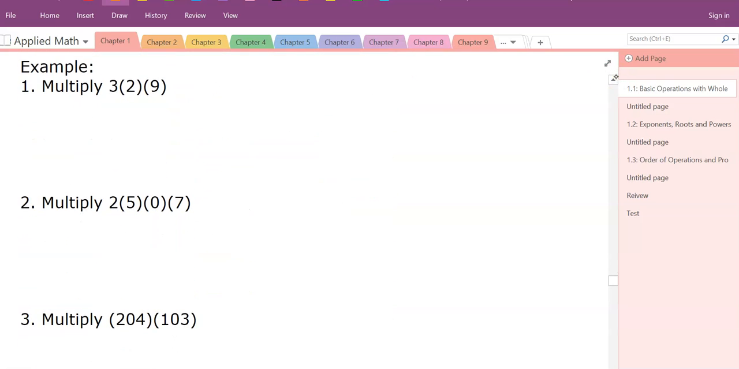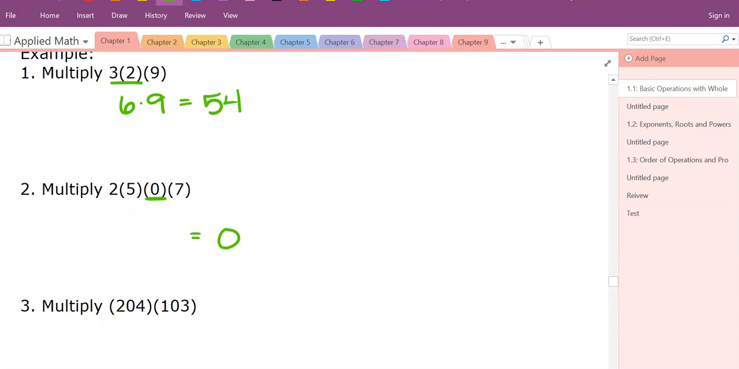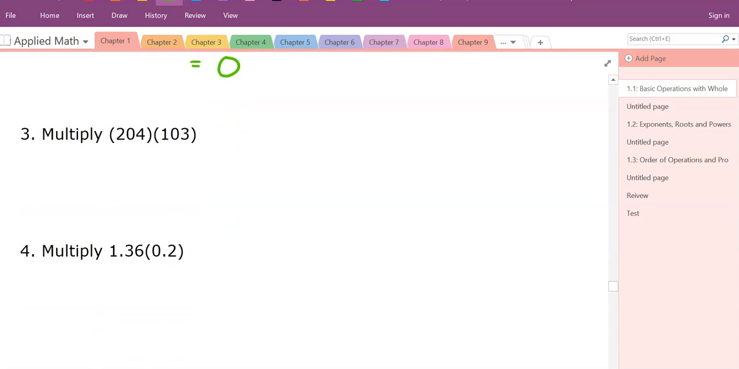So to do some multiplying here, 3 times 2 times 9, you could simplify by doing 6 times 9 if you want to break it into smaller pieces, and you get 54. For this second one, since there's a 0 in there, your answer is just going to be 0 for that one. Now for these bigger numbers, I would stack them and then multiply.